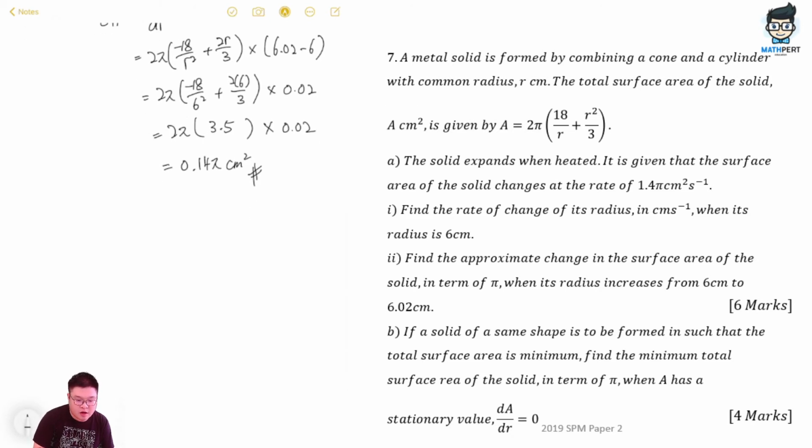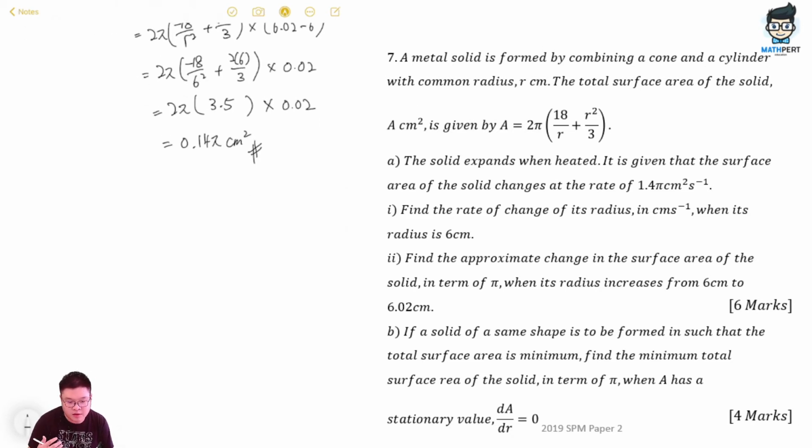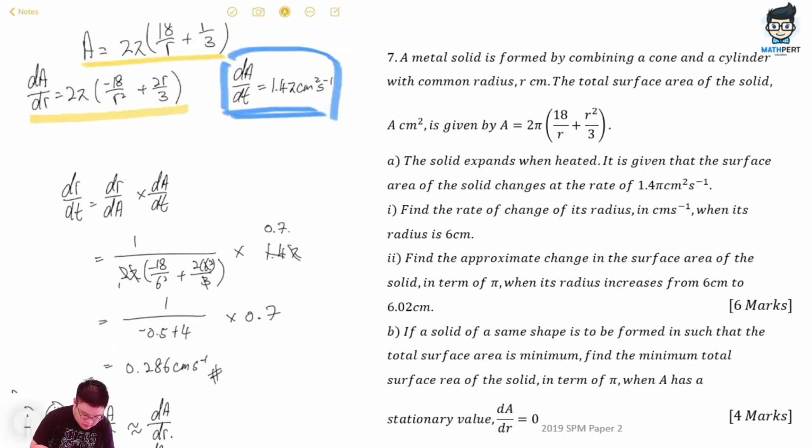Right, second part of question B. If a solid of the same shape is formed in such that the total surface area is minimum, find the minimum total surface area of the solid in terms of pi. Again, in terms of pi, that means we can leave pi at the end of our answer, where when A has a stationary value of dA over dr is equal to 0. So dA over dr is equal to 0.